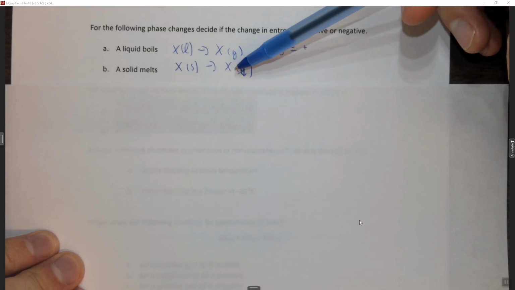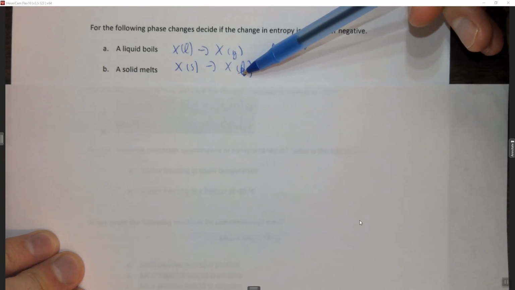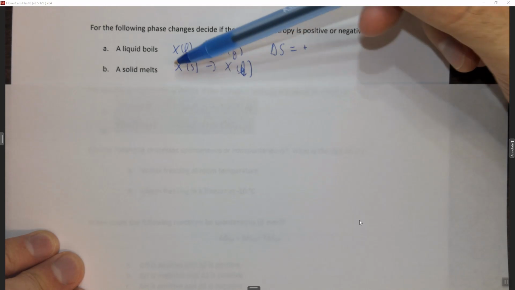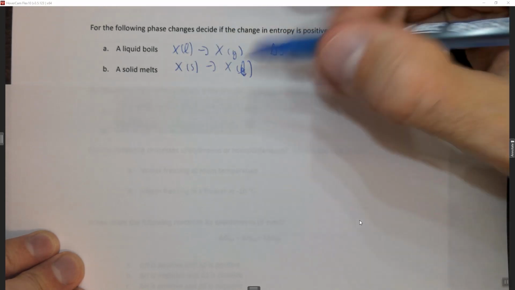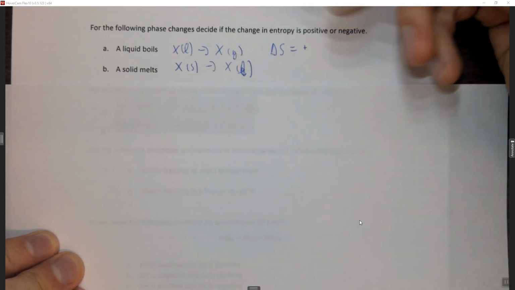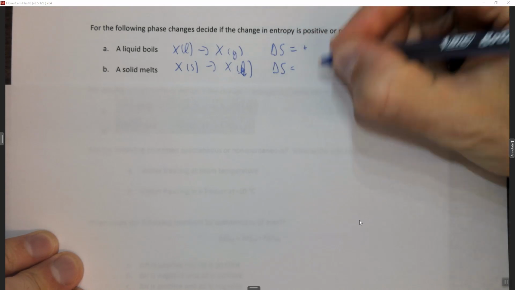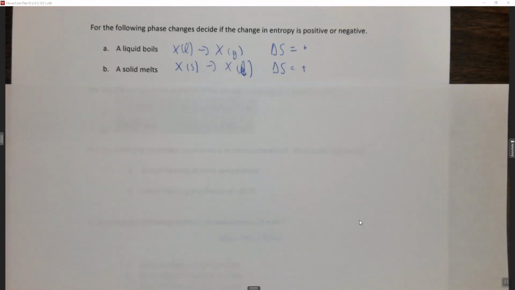In a liquid, although the molecules are in relatively close contact to each other compared to a gas, they do have freedom of motion, which they do not have in a solid. So in this case, again, the randomness or the energy dispersal has increased. So delta S is going to be positive in this case as well.